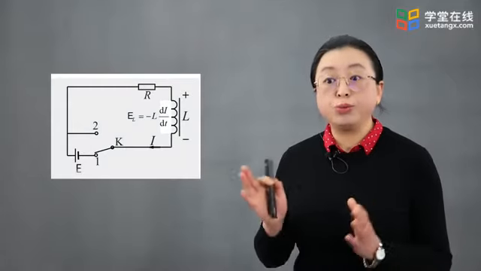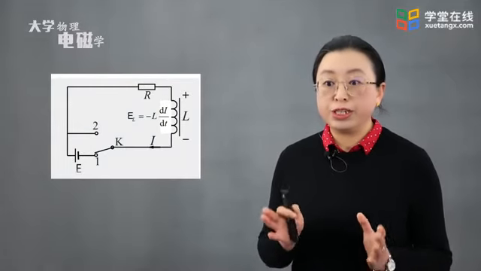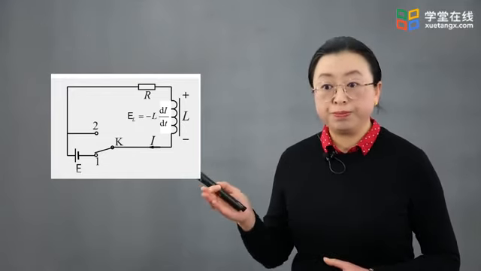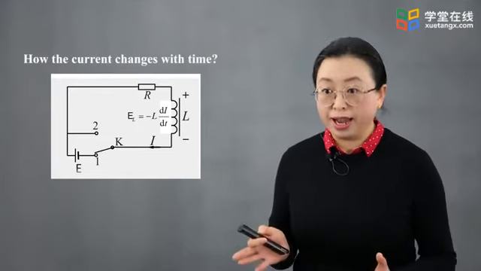Please look at this figure. We first throw the switch to 1. After the current reaches the maximum value, the switch is set from 1 to 2. How does the current change with time?